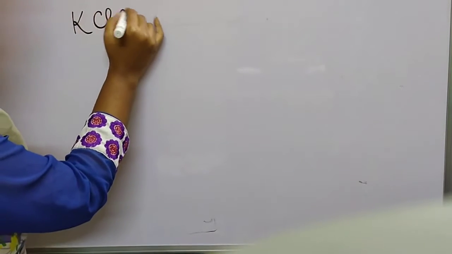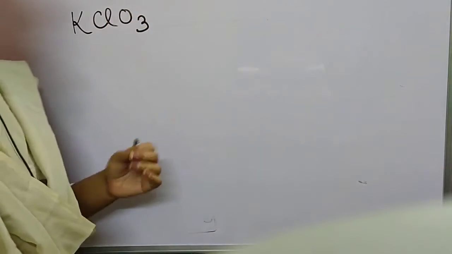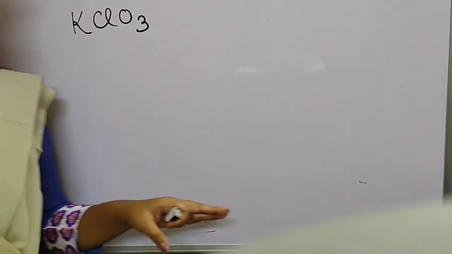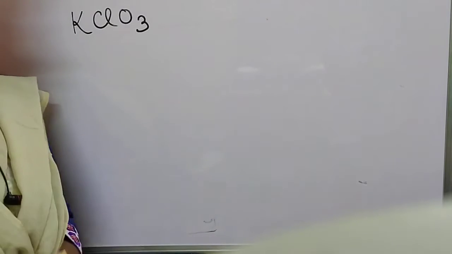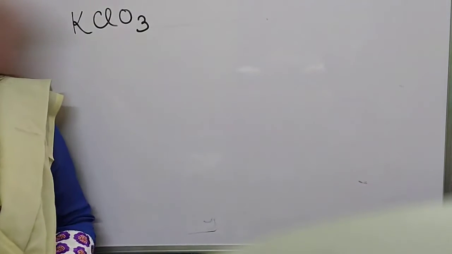Okay, so the first question, given in your PDF notes. I am just explaining the first question. What amount of oxygen will be produced by heating 24.5 gram of potassium chlorate? For answering this question, first you have to read the question properly, and then identify the reaction.